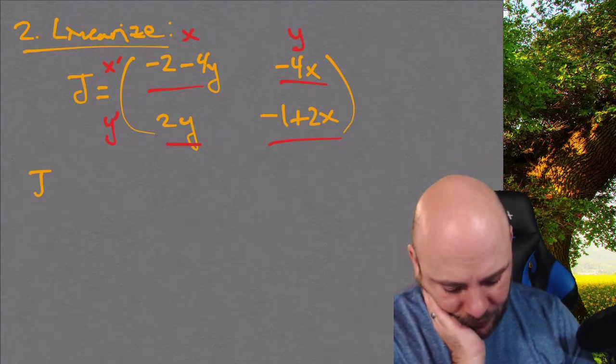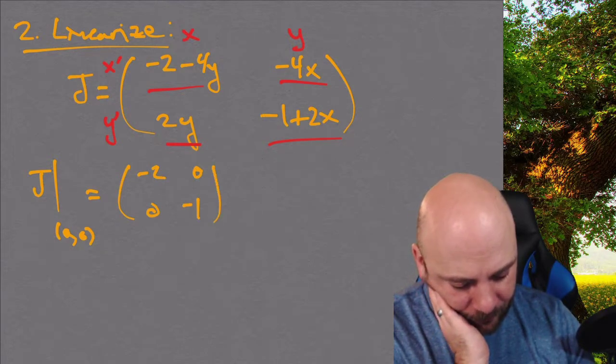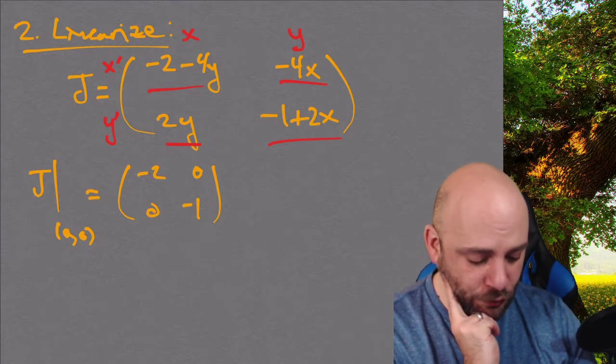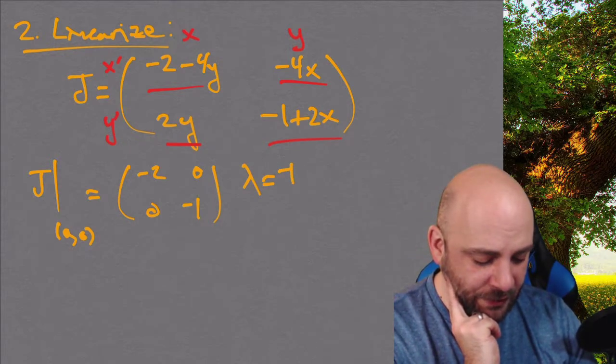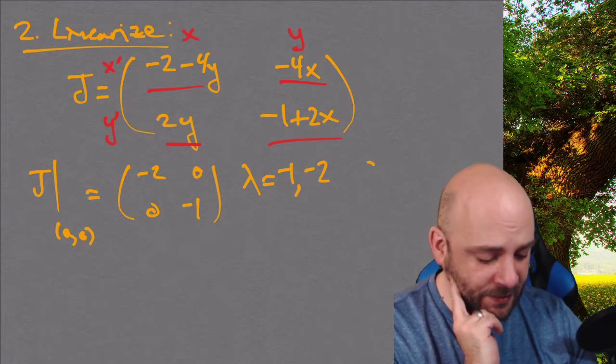Okay, the Jacobian evaluated at the origin is -2, 0, 0, -1. I have two real roots that are distinct and negative. What kind of fixed point is that? It is a stable node.